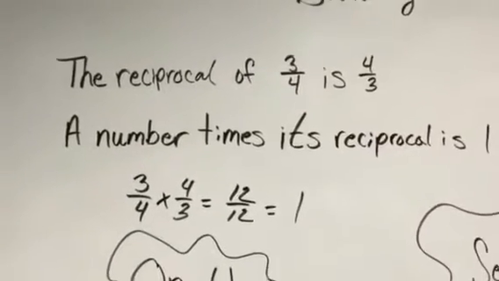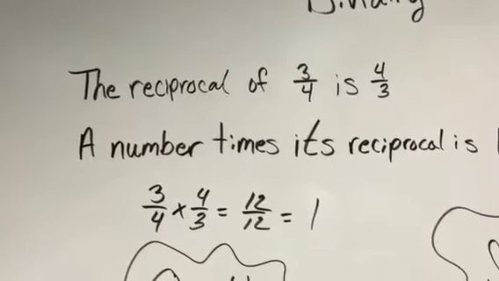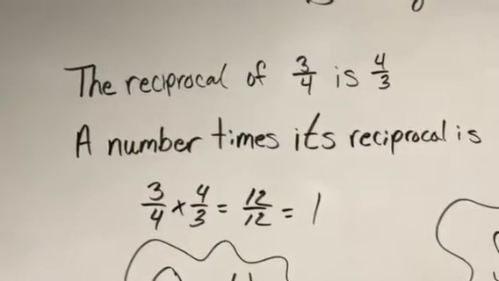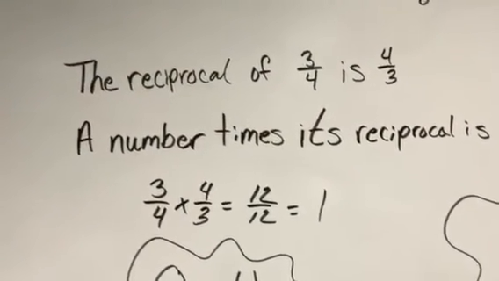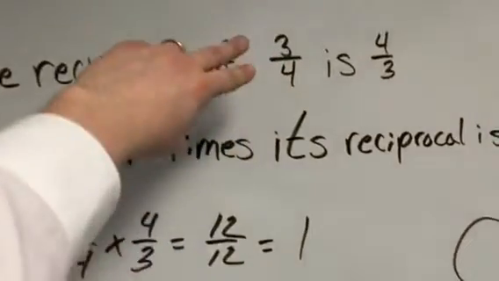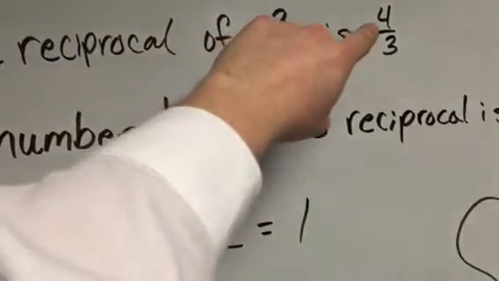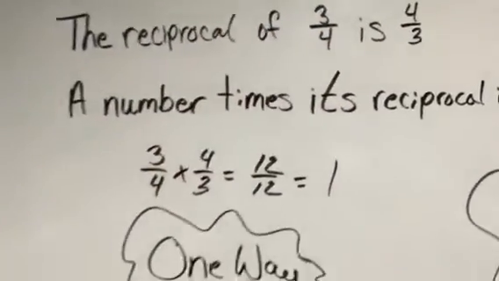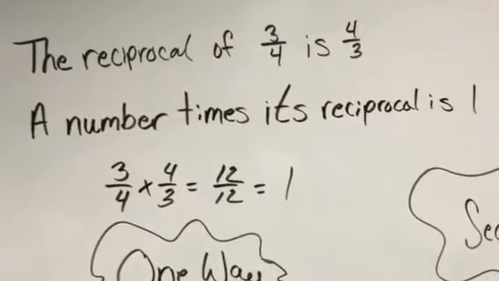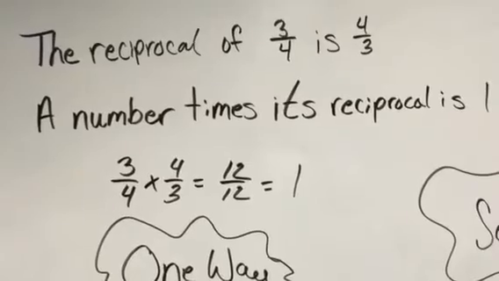Maybe a definition that I might come up with might be the reciprocal is the opposite. I don't want you to really think of it only as that because it's not necessarily the opposite, but you're really just taking the fraction and flipping it. So you go from 3/4 to 4/3. The same thing if I had 5/8, its reciprocal is 8/5. We just flip them around.